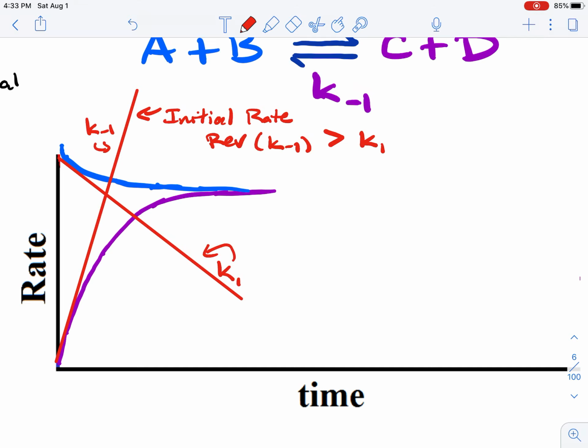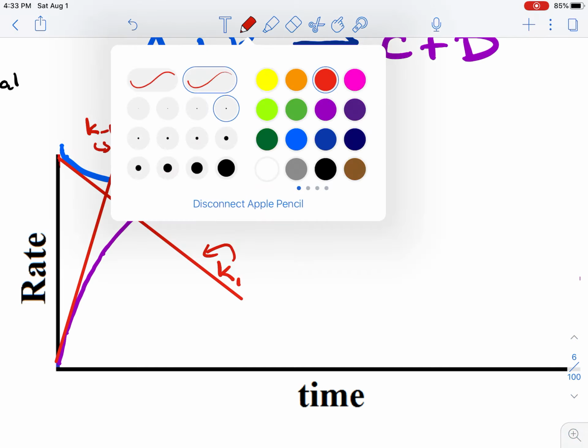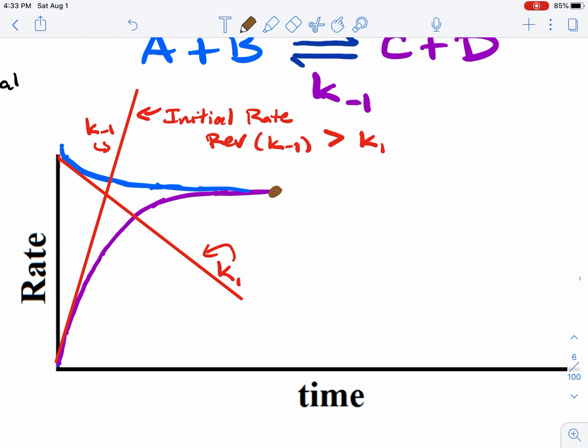Okay, and so I'm not going to draw another line tangent to the curve, but notice that at some point these two rates will converge, and this is where the system has reached a state of equilibrium.